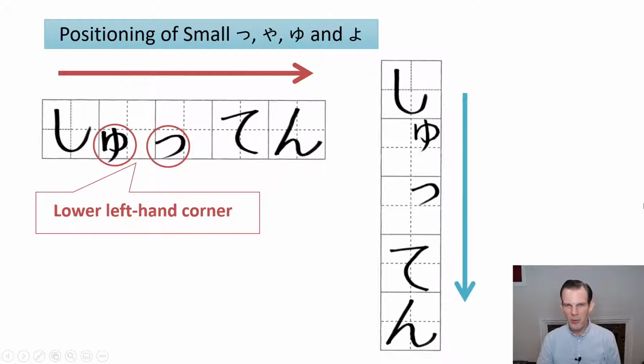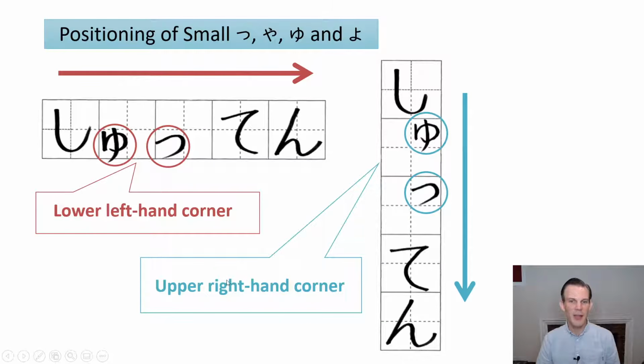The same goes for vertical writing, the size-wise at least, but the positioning is a little bit different. In vertical writing, you need to position them in the upper right-hand corner of the box. So that's just a little bit of difference when you're writing in horizontal or vertical.